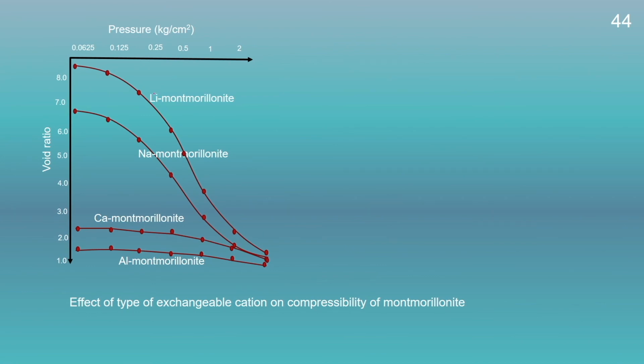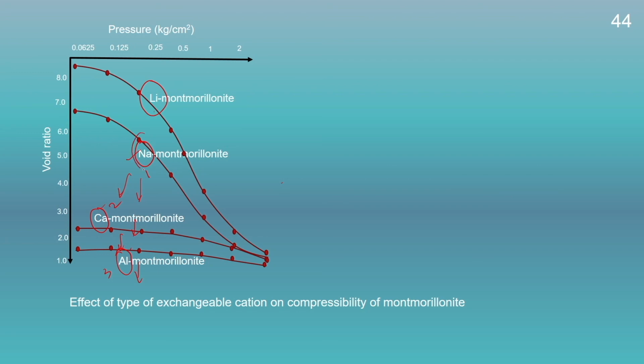Similarly, if we compare the type of exchangeable cations present in montmorillonite with the compressibility behavior, we could see that with increase in the valency of the exchangeable cation, the compressibility behavior of the montmorillonite will decrease. Say for example, if we compare sodium, calcium and aluminum, since sodium is monovalent, calcium is divalent and aluminum is trivalent, with increase in the valency of the exchangeable cation, the compressibility behavior is decreasing. This is because of the decrease in the diffuse double layer thickness.